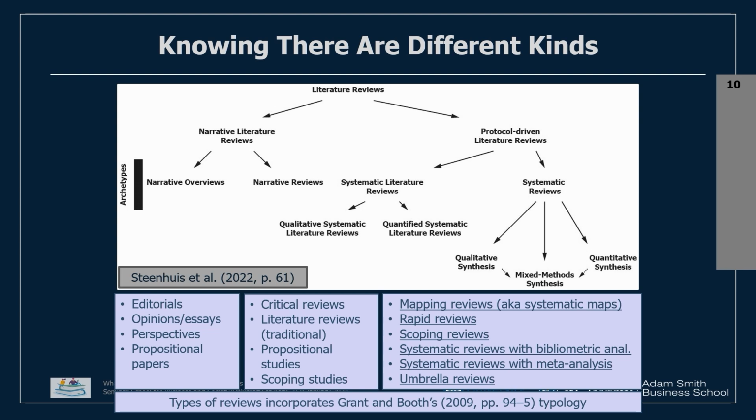Then on the right-hand side, you find the protocol-driven literature reviews, which are then divided in systematic literature reviews and systematic reviews. Systematic literature reviews where the search strategy is defined, and systematic reviews where also the analysis is defined. So that is a very coarse dividing up of the different types of literature reviews. And then you got in this area quite a number of different reviews. So it's not even one type. So mapping, rapid, scoping, systematic reviews with meta-analysis, systematic reviews with bibliometric analysis, and also you got umbrella reviews. Those are reviews of reviews.